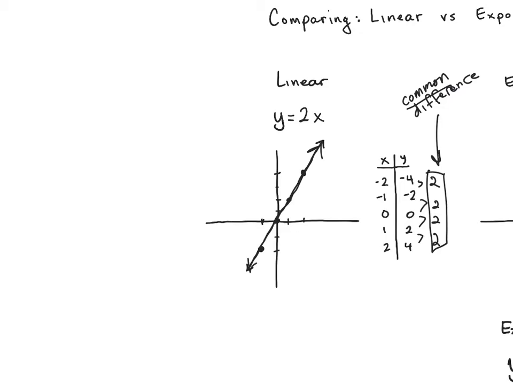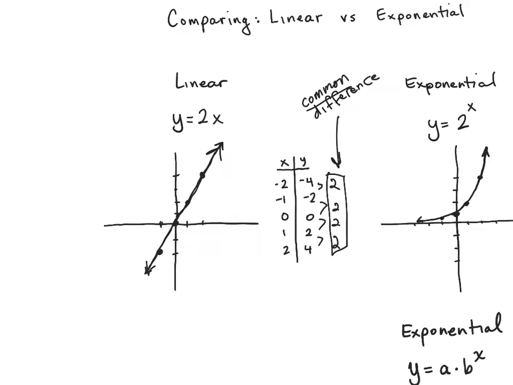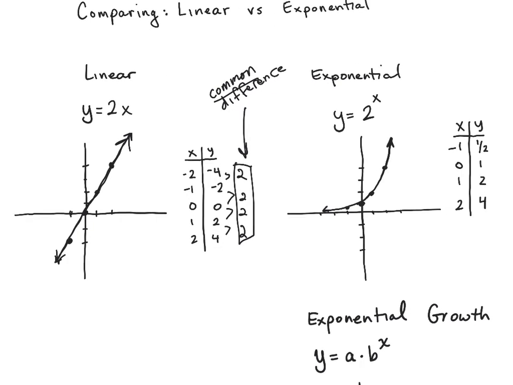Now with exponential functions, like this one here, we have y equals 2 to the x. Notice how this looks similar, but it's mathematically different. This is a base of 2 and an exponent of x. It's 2 raised to the power of x, where over here with linear, it's 2 times x. So 2 raised to the power of x is now considered to be an exponential function. And you notice it has a much different shape of a graph.